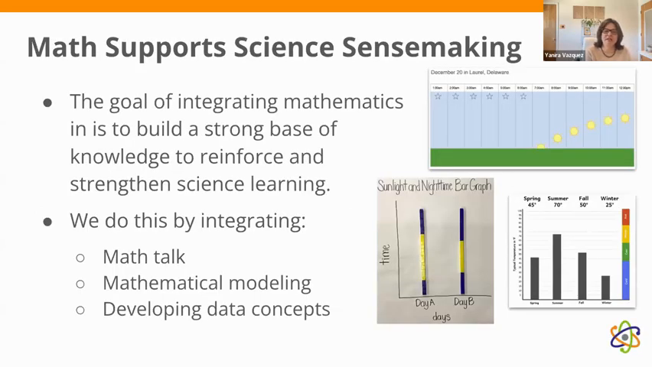Okay, so we think it's really important to integrate mathematics into our science learning. Any math that our students see is in the service of strengthening that math learning. We are never doing math just to do math. It is always aligned with what we're learning in the unit. And we do this by integrating a lot of math talk, math modeling, and more than anything else, we think about developing students' data concepts. We talk about data, collect data, analyze data all the time in our units.